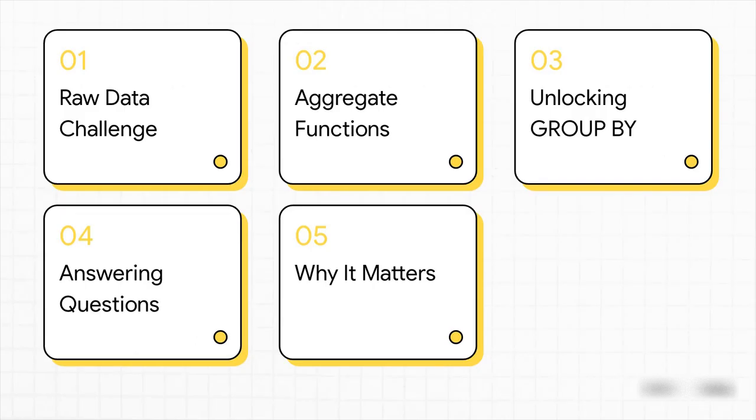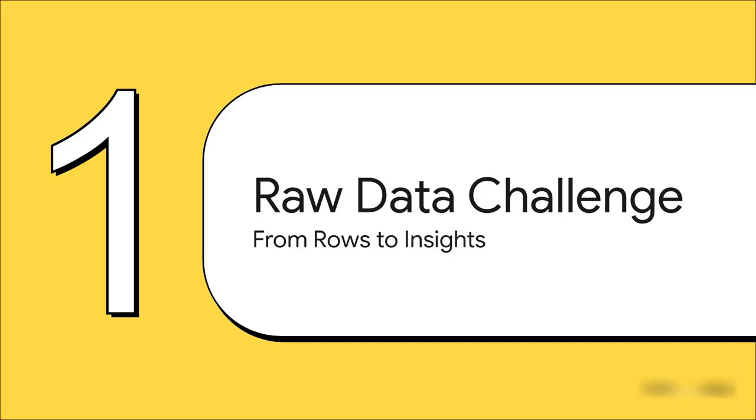All right, so here's the game plan for today. We'll start by digging into that challenge of raw data. Then we'll meet our toolkit, these things called aggregate functions. After that, we'll unlock the real magic with something called group by. And then we'll put it all together to answer some real questions and talk about why this skill is such a game changer.